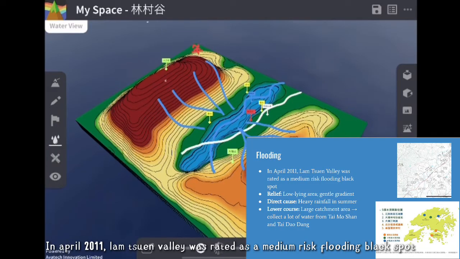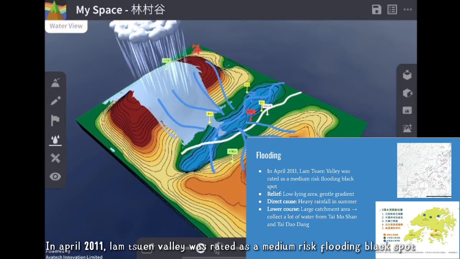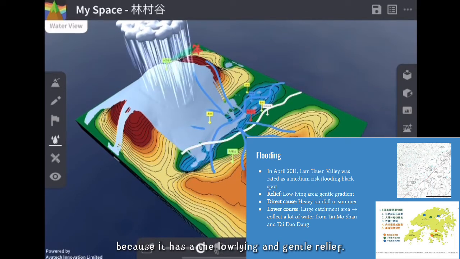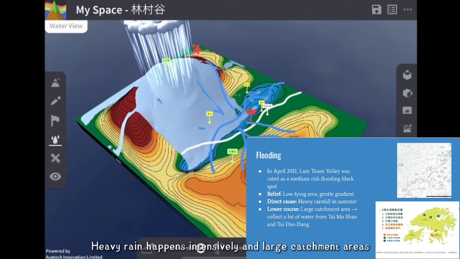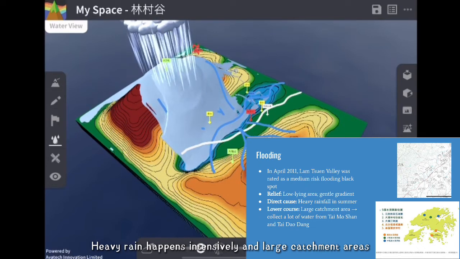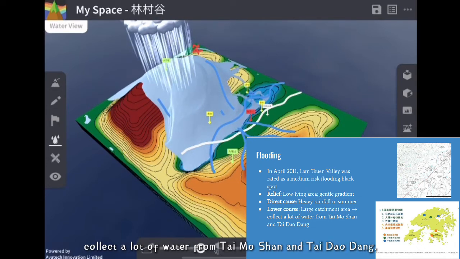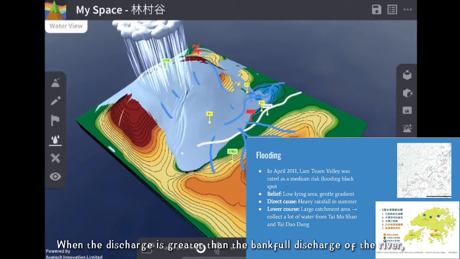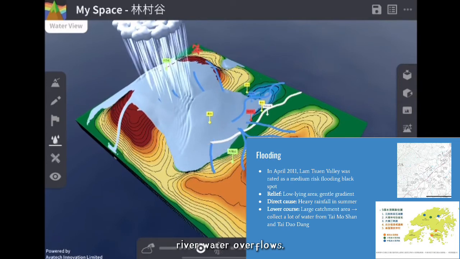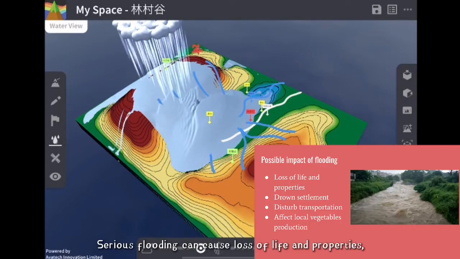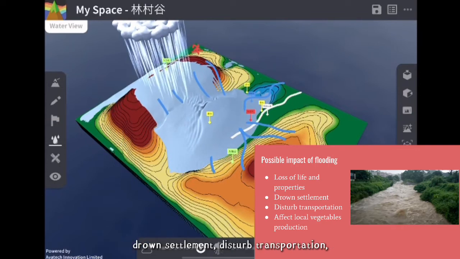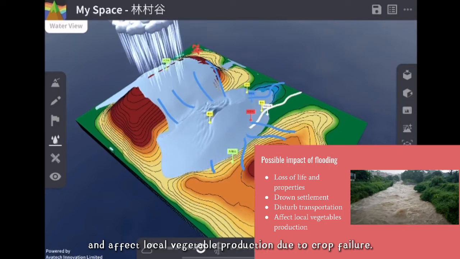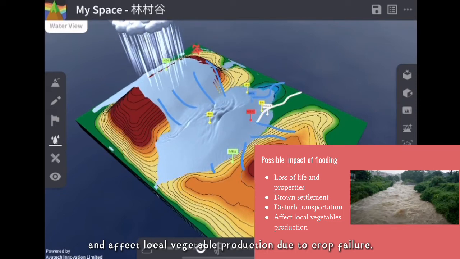In April 2011, Lam Tsuen Valley was rated as a medium-risk flooding black spot because it has a low-lying and gentle relief. Also, heavy rain happens often in summer, and large catchment areas collect a lot of water from Tai Po Shan and Tai Po District. When a discharge is greater than the bankfull discharge of the river, water overflows. Serious flooding can cause loss of life and properties, drown settlements, disturb transportation, and affect local vegetable production due to crop failure.